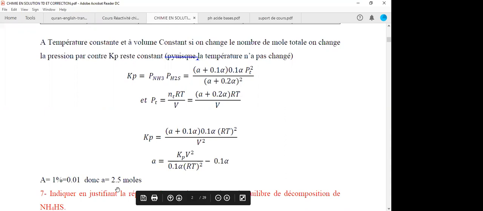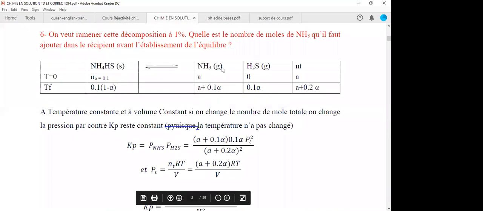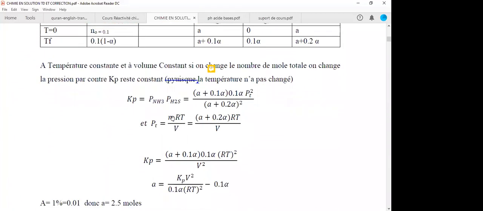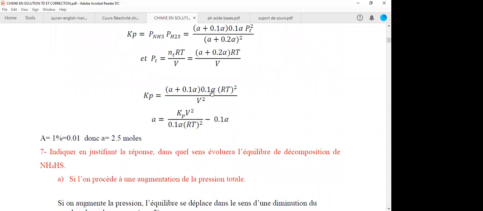So meaning that if you add the number of moles of NH3 equal to 2.5 initially in that container, when this decomposes, the decomposition will be at 1%, meaning the value for alpha will be 1%. This is what it means. Are there any questions?